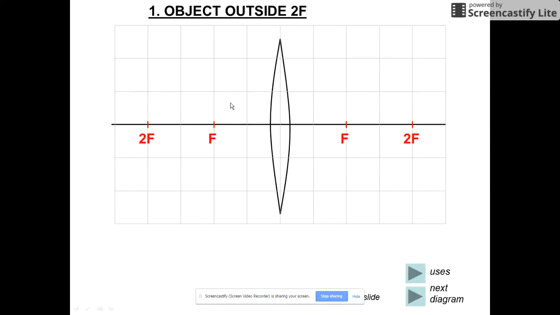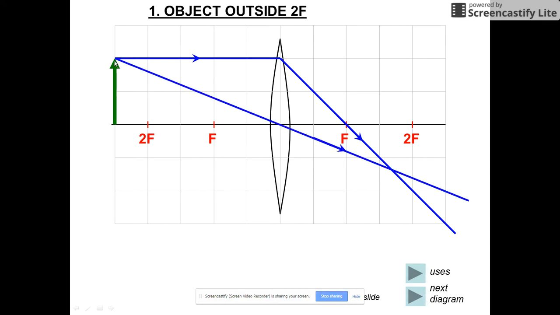So here's the first one, an object outside of 2F. We've got our basic outline for the diagram, and we put the object in outside of 2F. We're going to draw in the ray parallel to the axis from the top of the object. At the midline of the lens, it changes direction and goes through F on the axis. Make sure we put some arrows in to show the direction of the ray. Then we draw in the ray from the top of the object through the center of the lens, and we know it doesn't change direction, and it crosses over. This is where the two rays are going to cross over.